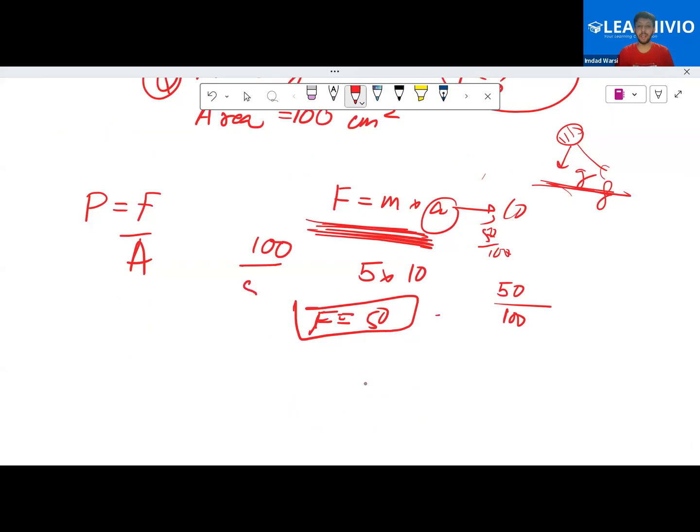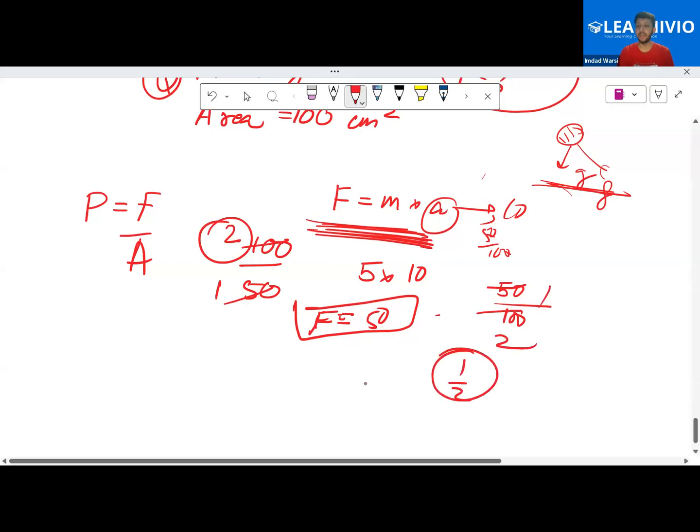If it would have been 100 upon 50, 50 twos are 100, so the answer would be 2. Here, 50 into 2 is 100, so it's 1 upon 2, not 2. And that is also not the answer. Now ask me why.